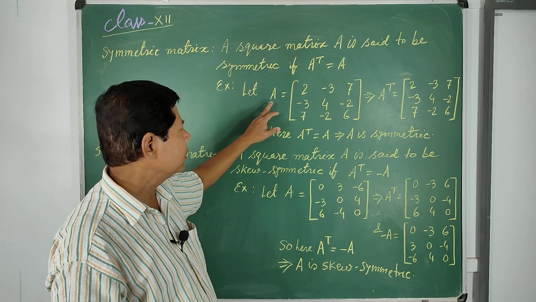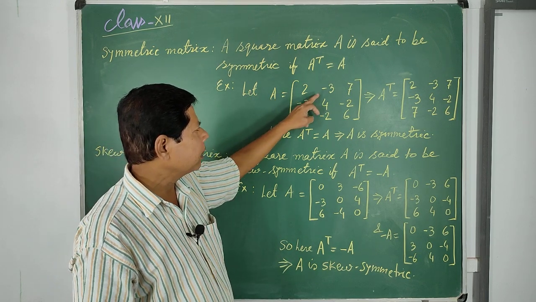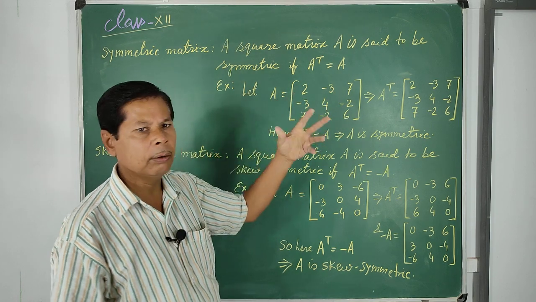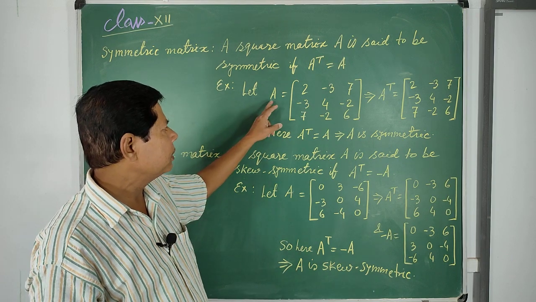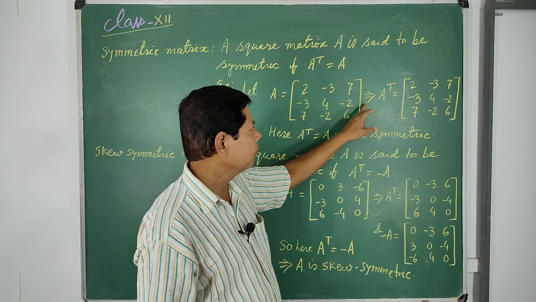So let us consider here A equal to [2, -3, 7; -3, 4, -2; 7, -2, 6]. Randomly we have taken a 3 by 3 square matrix which is represented by capital A. Then if you take the transpose, what happens?